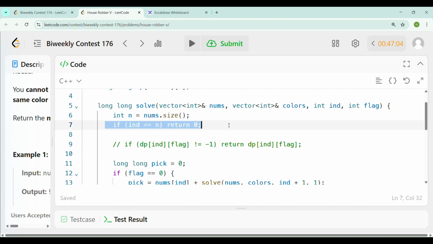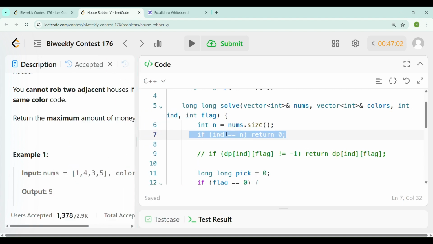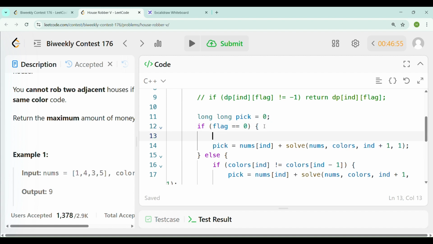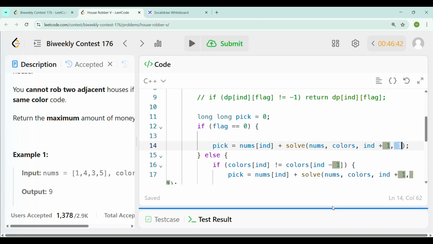So let's look at the solution. What is my base case? If you have reached the end of the array, simply return 0, right? And now if flag is equal to 0, what does this mean? You don't have any restriction, you can pick the element. So you will pick this element, add nums[index] and call solve with index plus 1, meaning move to the next index, and flag becomes 1, right? Because if you have picked the element, you need to store that, okay, I have picked this up, and the flag is now 1, so you have a restriction, right?